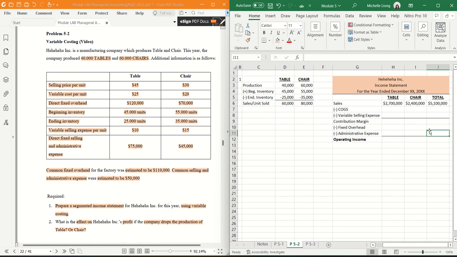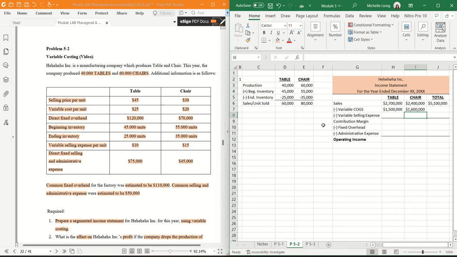The next one is the COGS. And remember that this is variable. So the cost of goods sold is as simple as you take your sales units times your variable cost per unit, which is $25. And we got that. This one as well, times your $20. And we can calculate that.